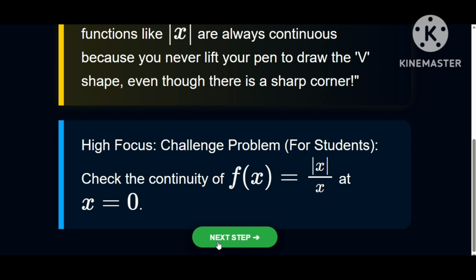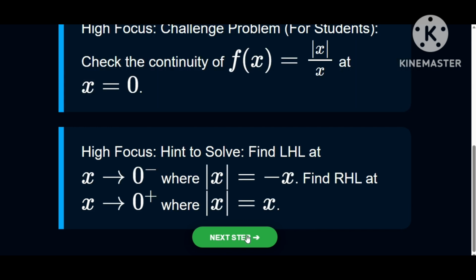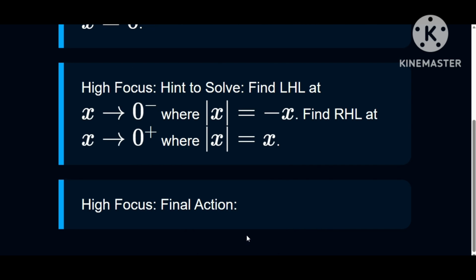So, challenge problem. Check the continuity of f of x is equal to mod x by x at x equal to 0. Hint to solve: find the LHL, x tends to 0 minus, mod x is equal to minus x, and find the RHL, x tends to 0 plus, mod x is plus x. What is your final answer?